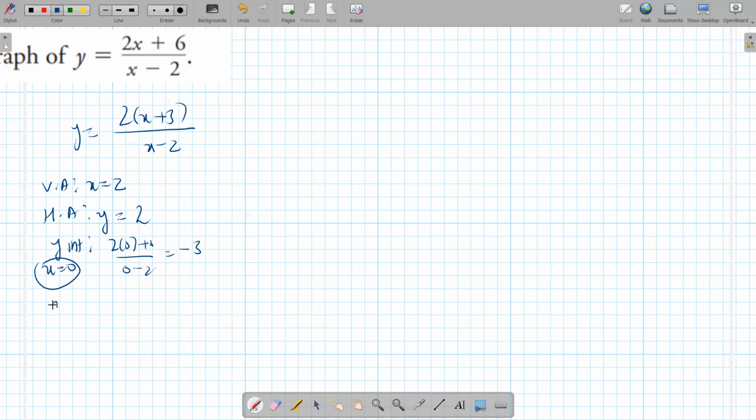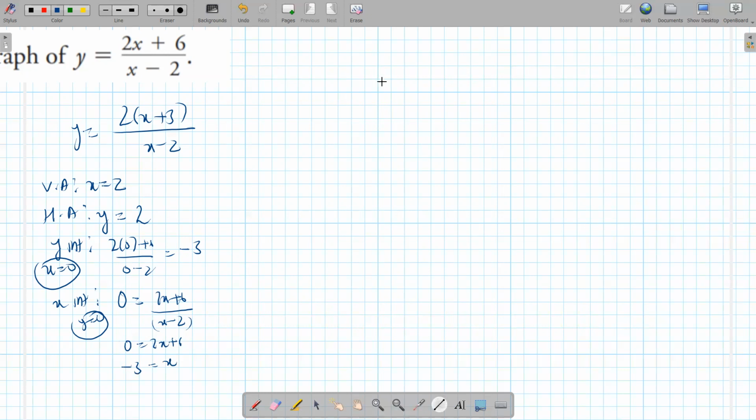And then the x-intercept is when y is 0. So we're going to set y as 0 and then solve for x. So 2x plus 6 over x minus 2. We can just multiply both sides by x minus 2. So we get 0 equals 2x plus 6. So x is -3. So both the x and the y-intercept are at -3.